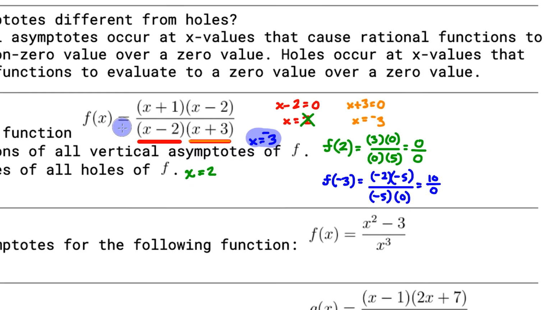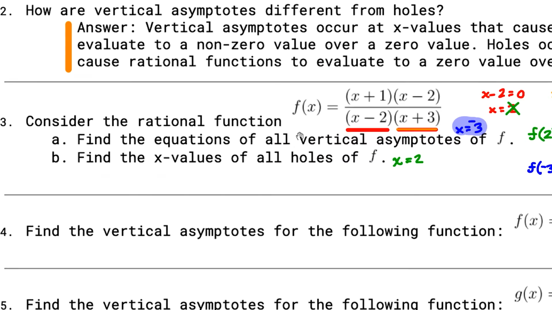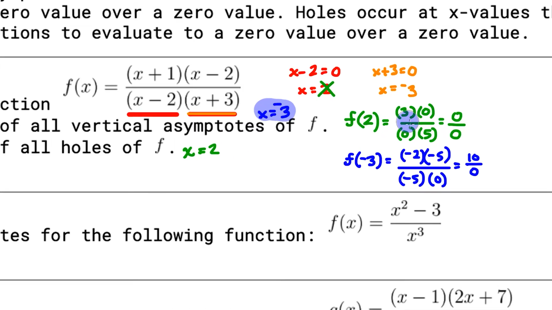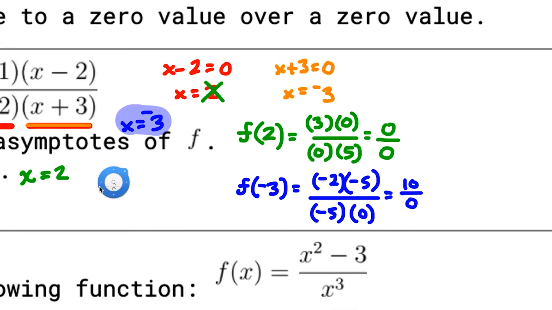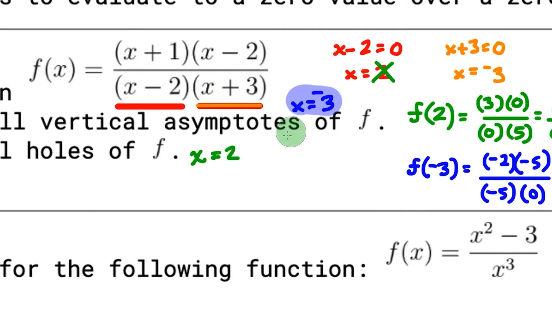The next one, it says, what are the x values of all of the holes? Well, a hole, again, evaluates to 0 over 0, and we just did that with this f of 2. So the x value should be x equals 2 for that one, and here is the answer for part B.